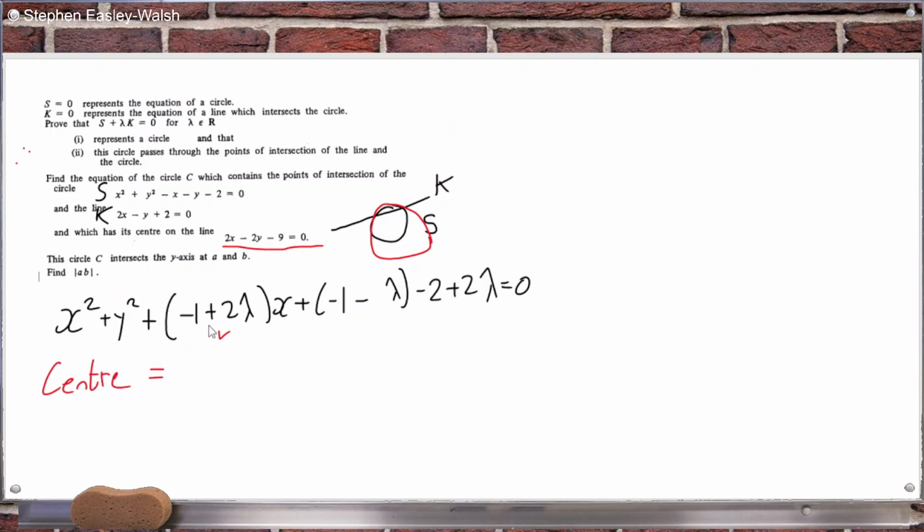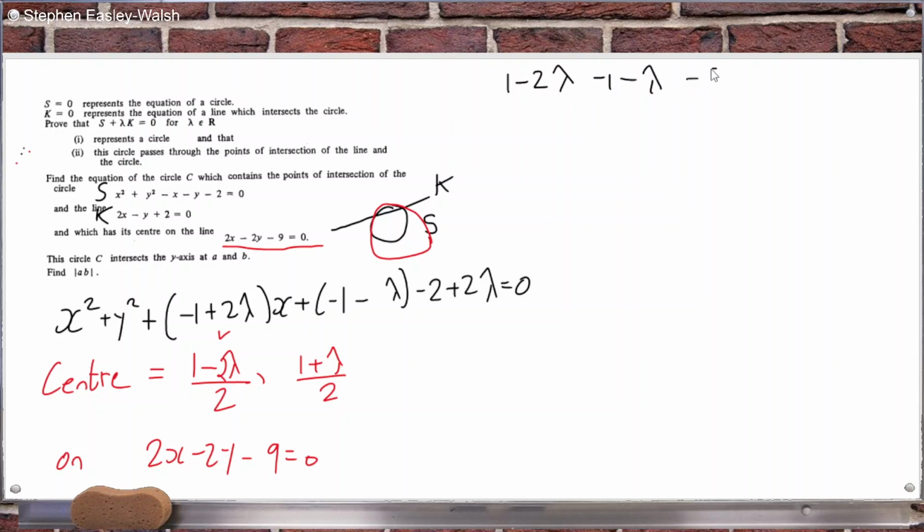The center is going to equal this divided by 2 with the sign changed. So that's going to be 1 minus 2 lambda over 2 and 1 plus lambda over 2. And that needs to be on 2x minus 2y minus 9 equals 0. It's nice that they put the 2's in there. So if I sub that in, I'll get 1 minus 2 lambda minus 1 minus lambda minus 9 equals 0. So 1 and minus 1 cancel, and I'll get minus 9 is equal to 3 lambda. Lambda is equal to minus 3.